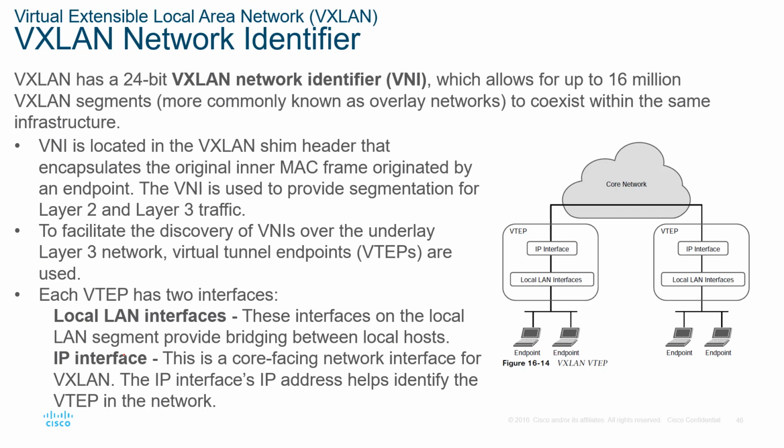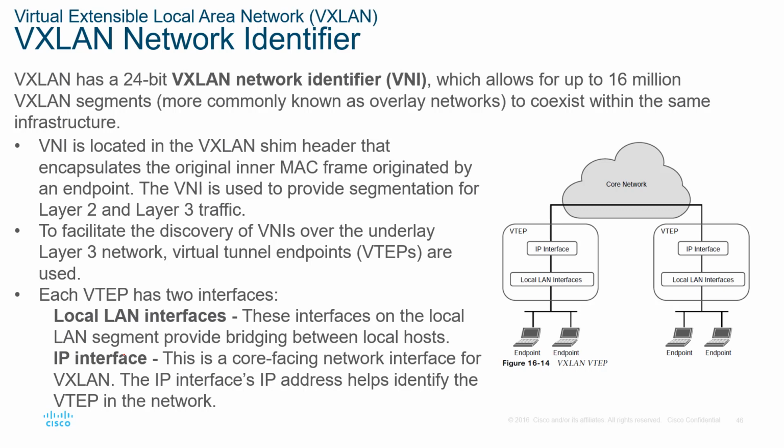The VNI is located in the shim header that will encapsulate the original inner MAC frame originating from an endpoint. The VNI is used to provide segmentation between layer 2 and layer 3 traffic. It will also facilitate and discover a number of VNIs over underlying layer 3 technologies. This will be known as our virtual tunnel endpoints, VTEPs, and when they are used.